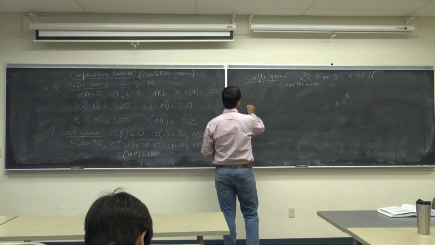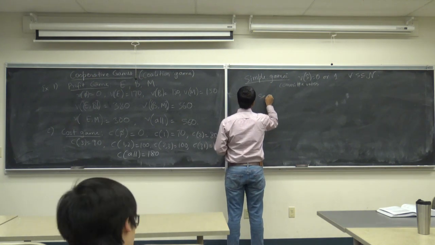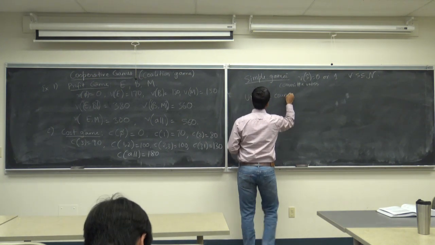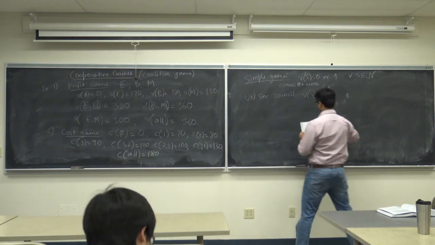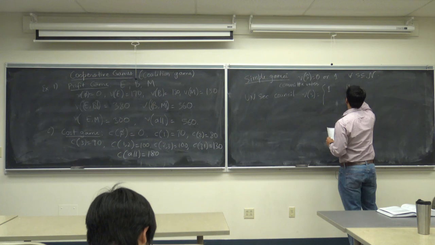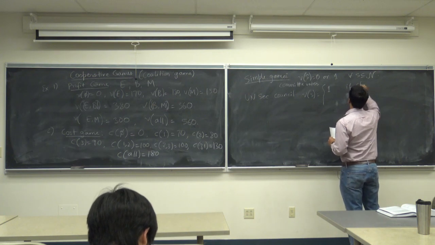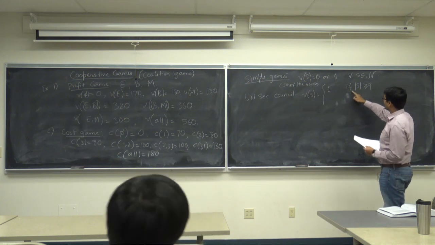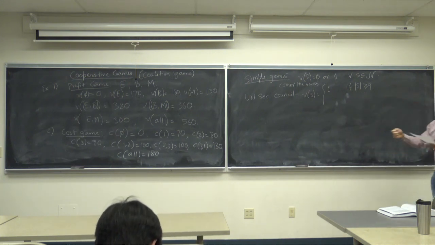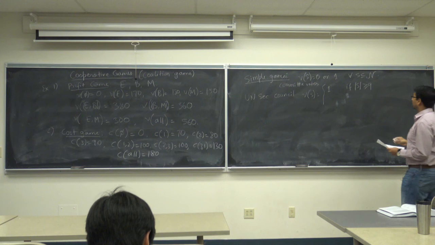So this is, for instance, done in the UN Security Council, where V of S is equal to 1 if the size of S is greater than or equal to 9. So 9 members vote yes. Okay, so they form a coalition. By voting yes, you form a coalition of yes people.